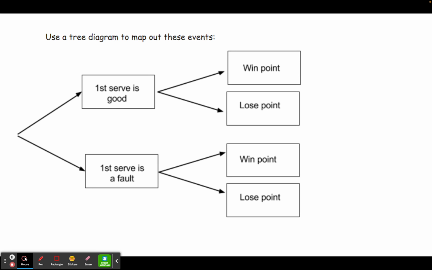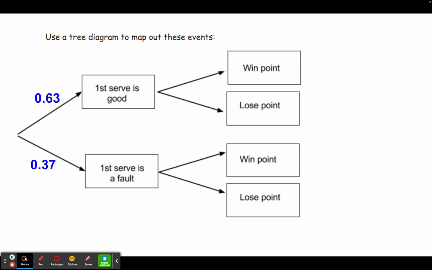So notice the first branch there, we have either the first serve is good or the first serve is a fault, meaning that it's not good. And they tell us in the problem that 63% of his first serves were good. Well, if there's a 63% chance that the first serve is good, that means that 1 minus that, or 0.37, is the probability that the first serve is a fault. And that number is not given in the problem, but we will need it, so I'm going to write it on that branch.